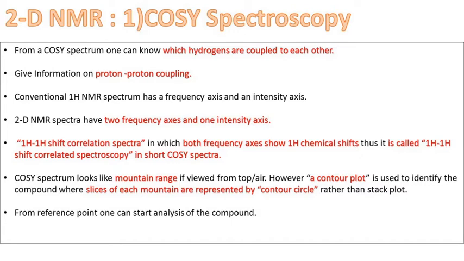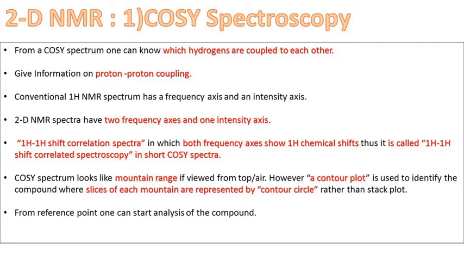Conventional H1 NMR spectrum has a frequency axis and an intensity axis. But in case of two-dimensional NMR spectroscopy, the spectrum has two frequency axes and one intensity axis. In short, H1 shift correlation spectra are those in which both frequency axes show H1 chemical shift. Thus, it is called H1 shift correlated spectroscopy.